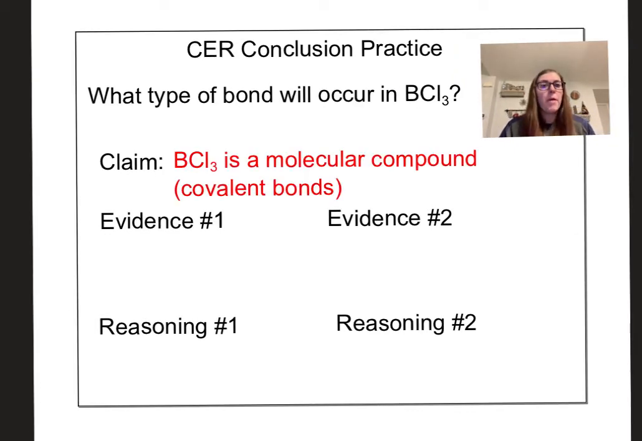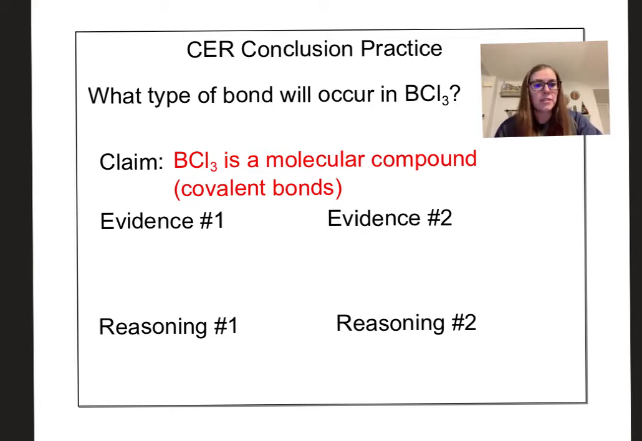So this whole paragraph is going to answer this question. What type of bond will occur in BCl3? That's Cl for chlorine. So my claim is to answer the question. One sentence, answer the question. What type of bond? BCl3 is a molecular compound, or I could say BCl3 will have covalent bonds. Okay? Answer the question. So your choice is ionic or covalent. That's it. So BCl3 has covalent bonds, or you can say BCl3 is a molecular compound because those are synonyms. Molecular compound means it has covalent bonds.